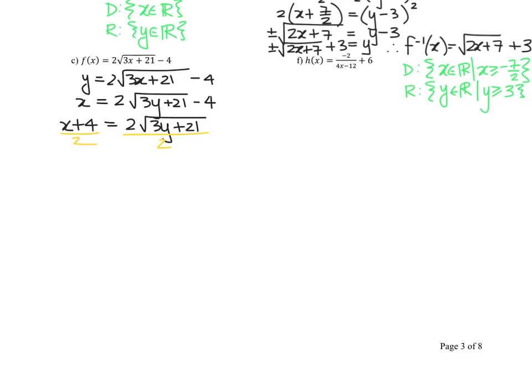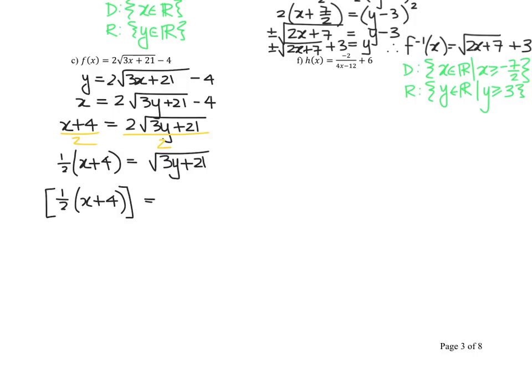Or if you would like, talking about inverse operations, instead of dividing by 2, it would be the same thing as multiplying by half. So I'm going to write this as half x plus 4 equals root (3y plus 21). Now, you have to be a little bit careful here. What's going to end up happening is we are going to square both sides of the equation to get rid of the square root.